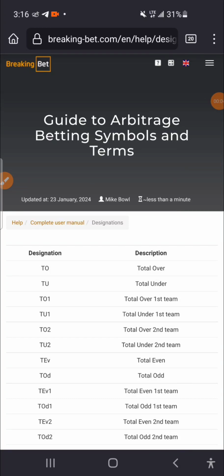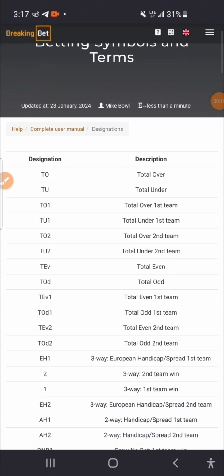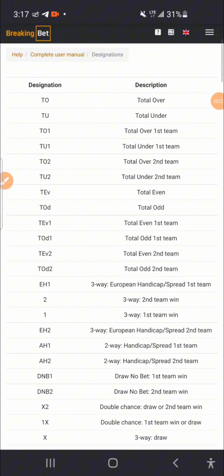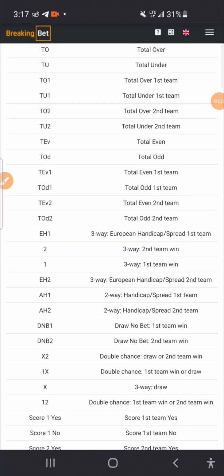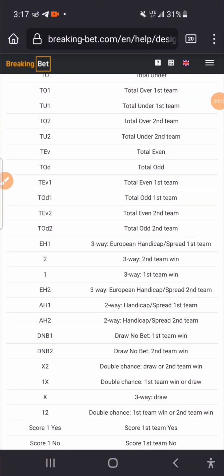We are going to be talking about the different sports betting symbols, terms, or options in the sports betting arbitrage world. There are so many symbols or terms or options which you can see in the sports betting arbitrage world. And when you see them, you will be like, what option is this? Where can I get this? And how can I play it?